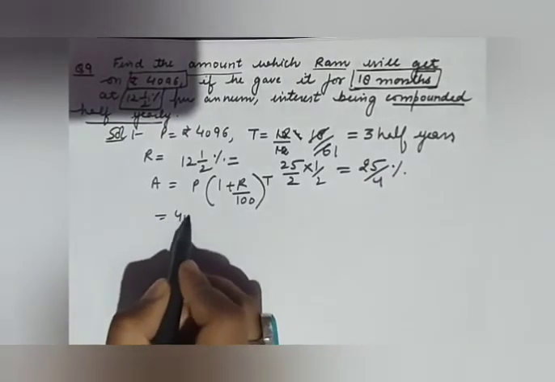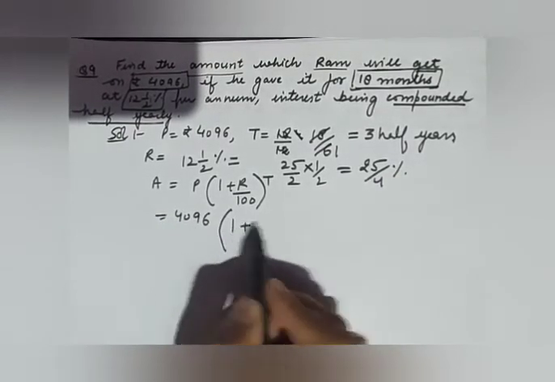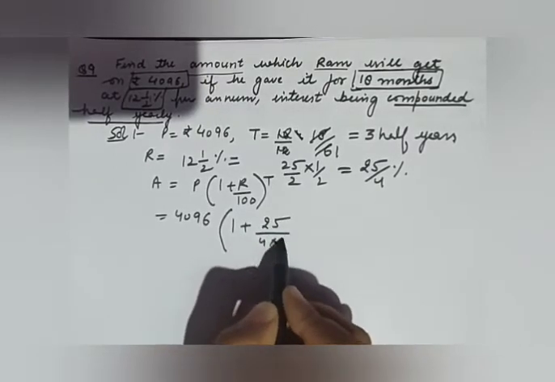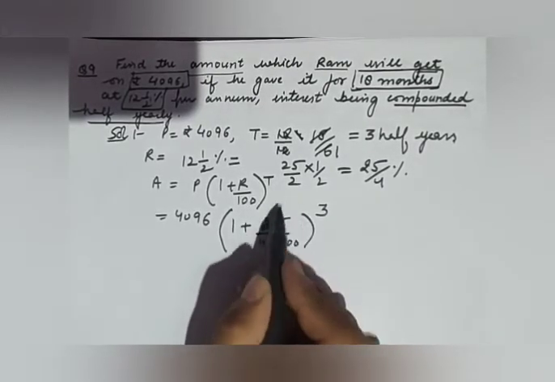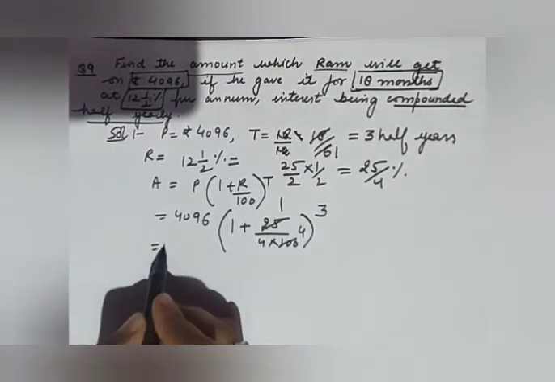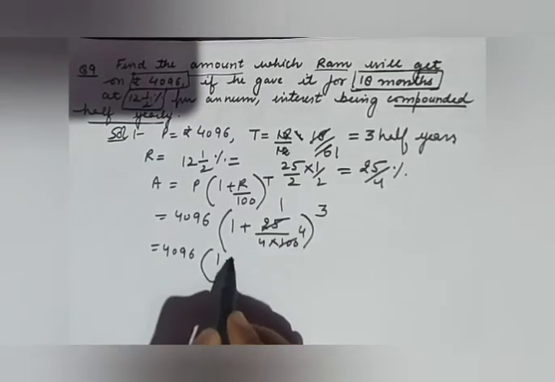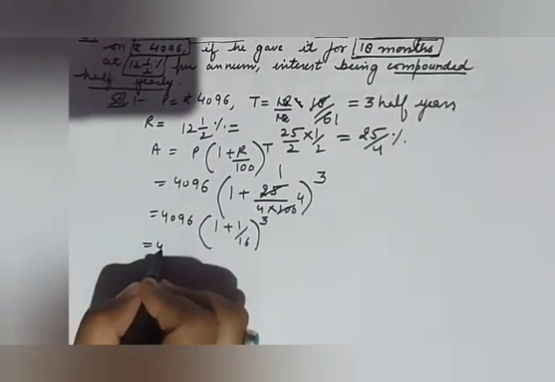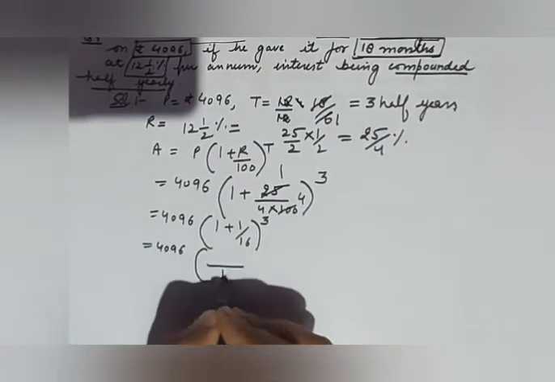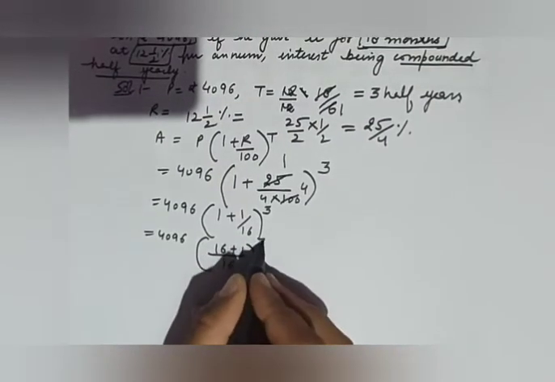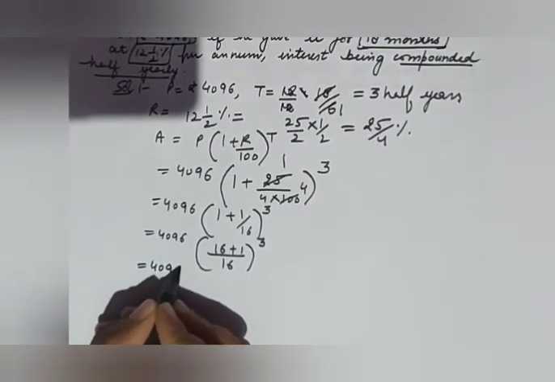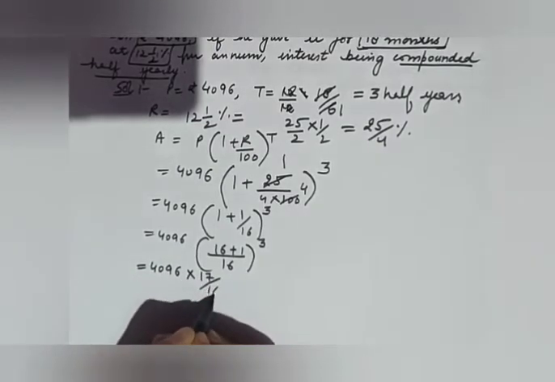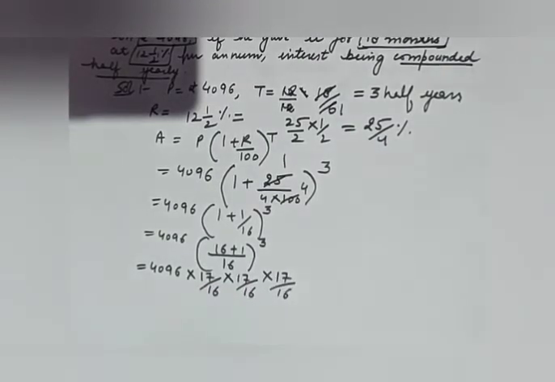Okay, so 4096 times (1 plus 25 by 4 into 100), and time is your 3 years. So 25 ones are 25, 25 fours are 100, so 4096 times (1 plus 1 by 16) raised to power 3 here. So 4096 times (16 plus 1) raised to power 3, so 4096 into 17 by 16 into 17 by 16 into 17 by 16 here. So I hope you all know that the cube of 16 is 4096.